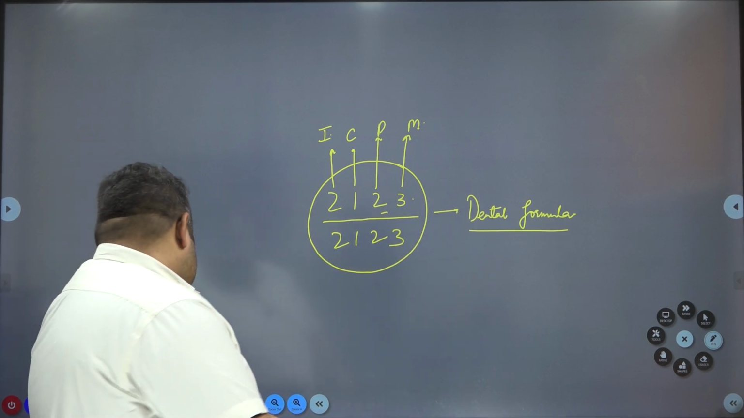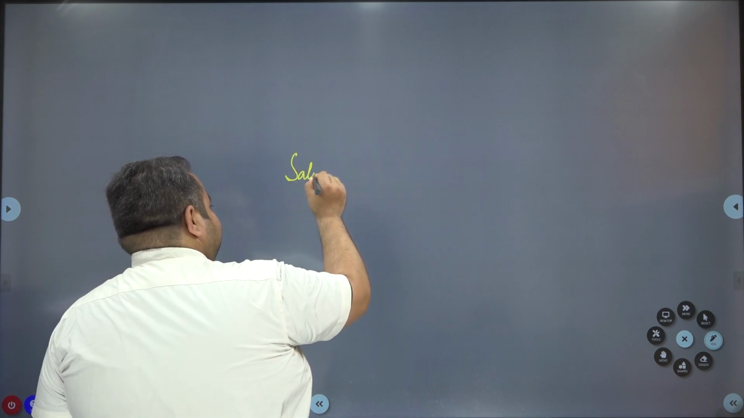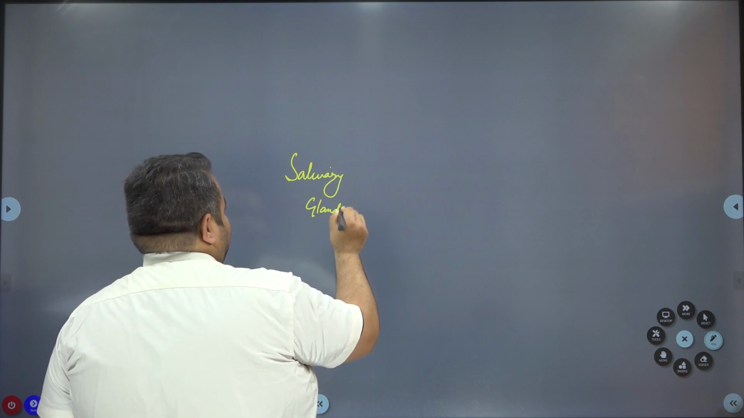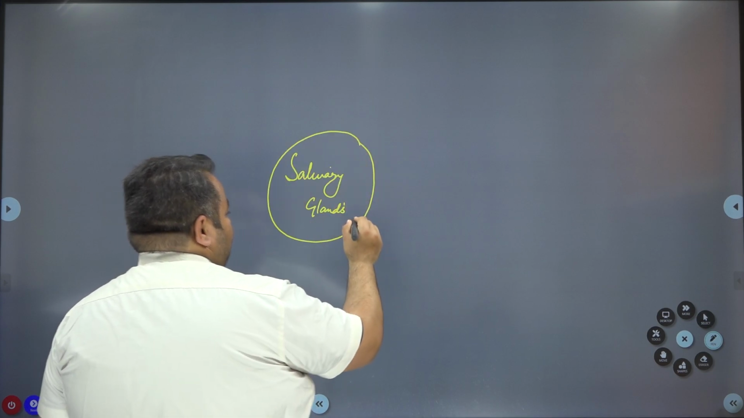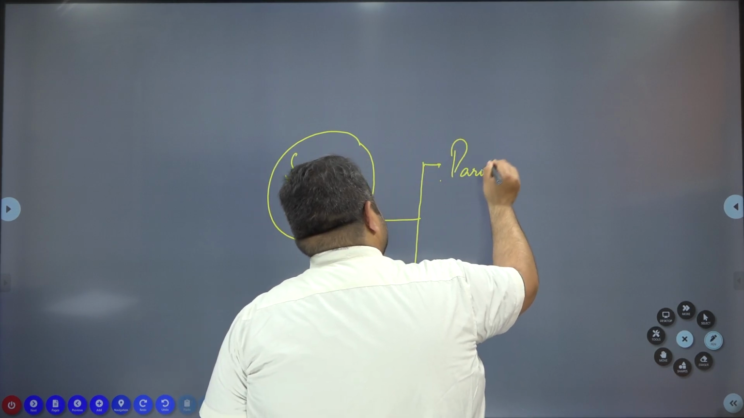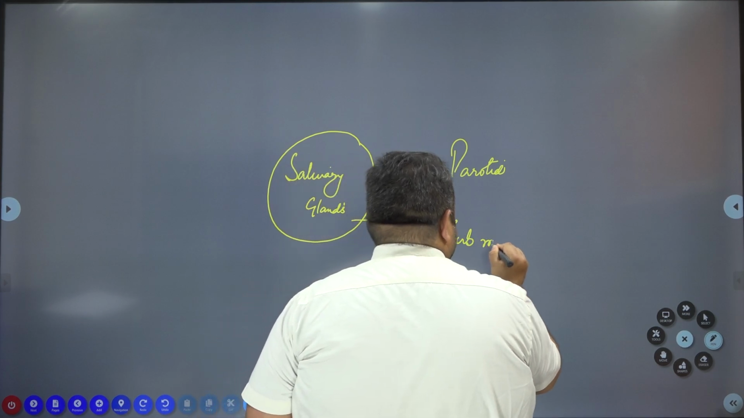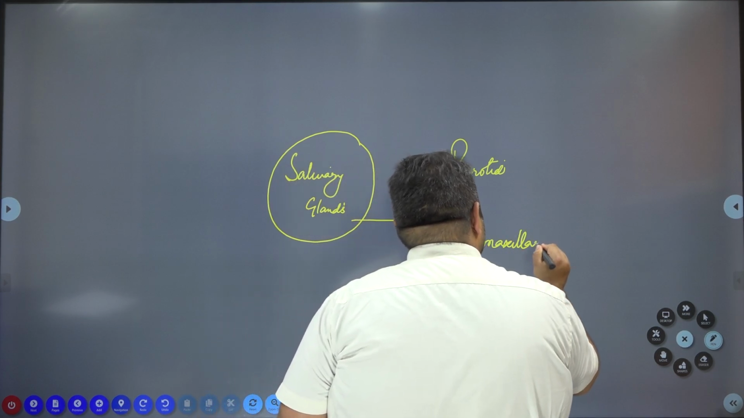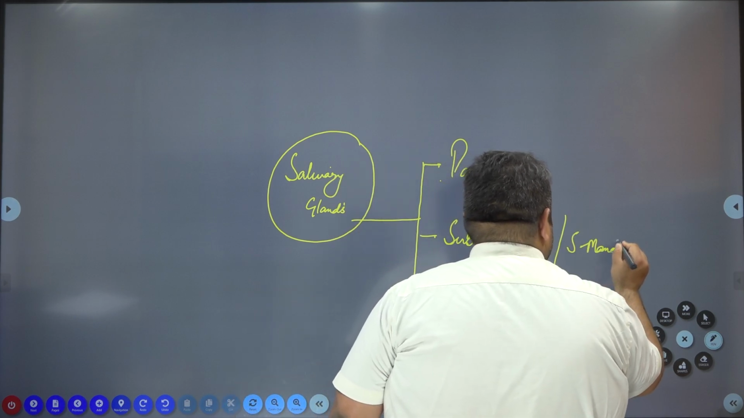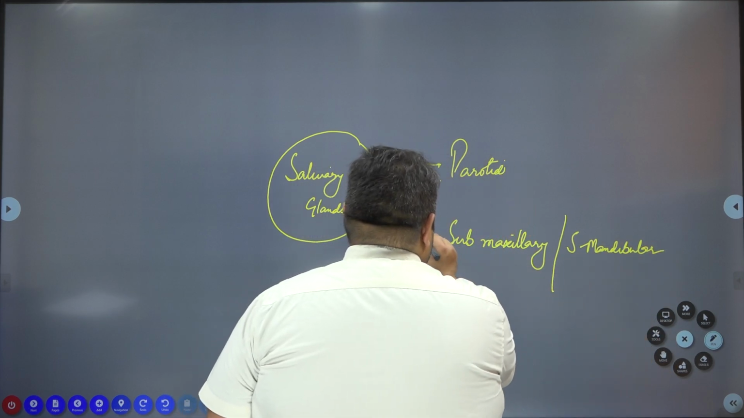Now, talking about the salivary glands present. We have 3 pairs of salivary glands. The first pair is known as the parotid glands, second is the submaxillary, which are also known as submandibular, and third, sublingual.